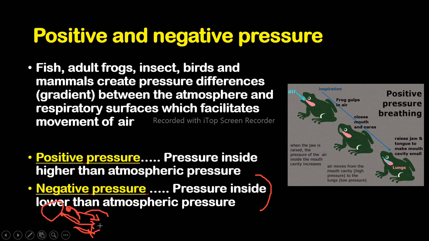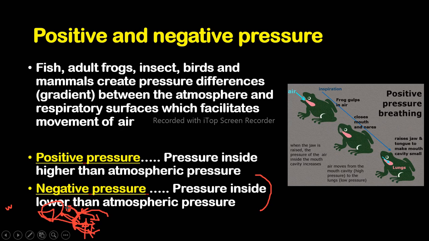Now that is positive because air is moving from high pressure to low pressure. But as if that's not enough, it will close its mouth together with its nostrils. You have a valve which closes the nostrils. After closing the two, the floor of the buccal cavity is raised so that the volume in the buccal cavity decreases and pressure in the buccal cavity increases past the atmospheric pressure. So air will tend to go back to the atmosphere.